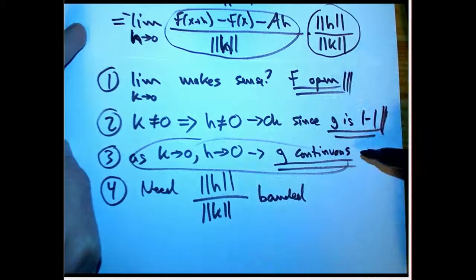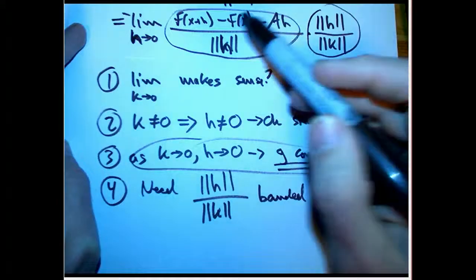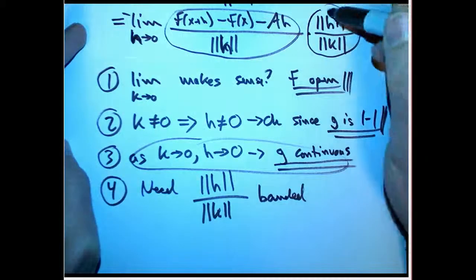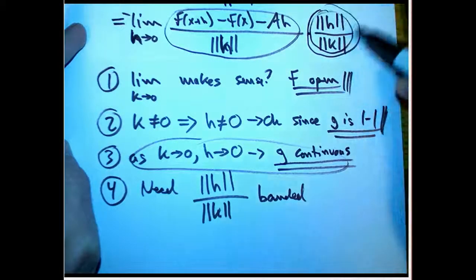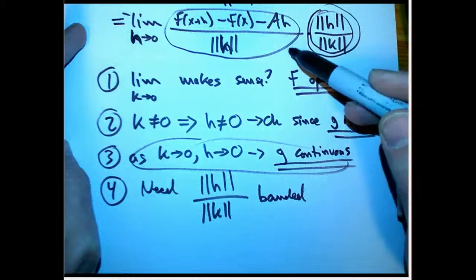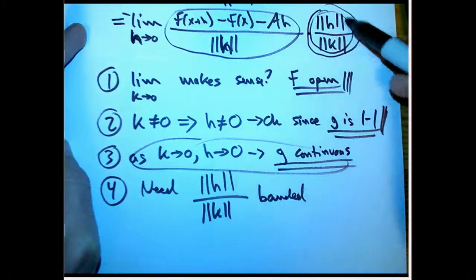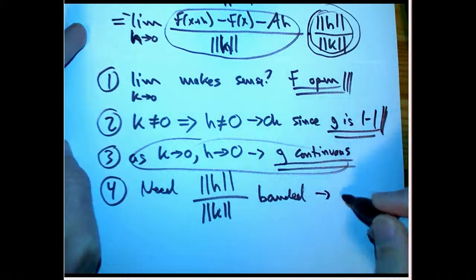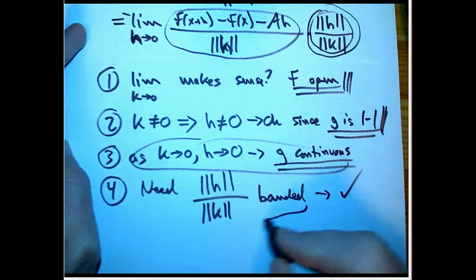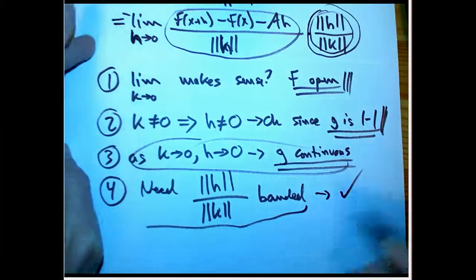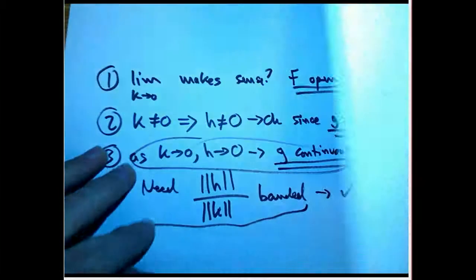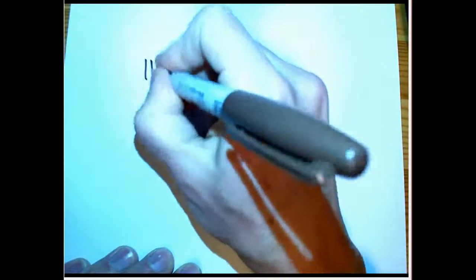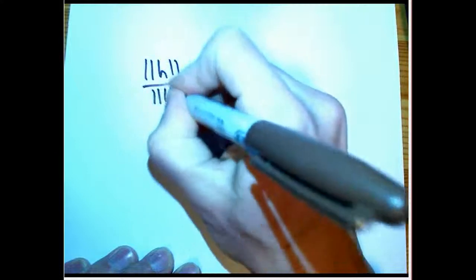Got a laundry list of things to do, but as long as this guy is going to 0, the only thing is that this had better not blow up, because then that could cancel out this going to 0. As long as this is bounded, then we're good. Okay, wait a minute though. That's something we don't necessarily know. Let's write that out. What does that say? I'll just write it out, and then that'll motivate the next video. Magnitude of h over magnitude of k.